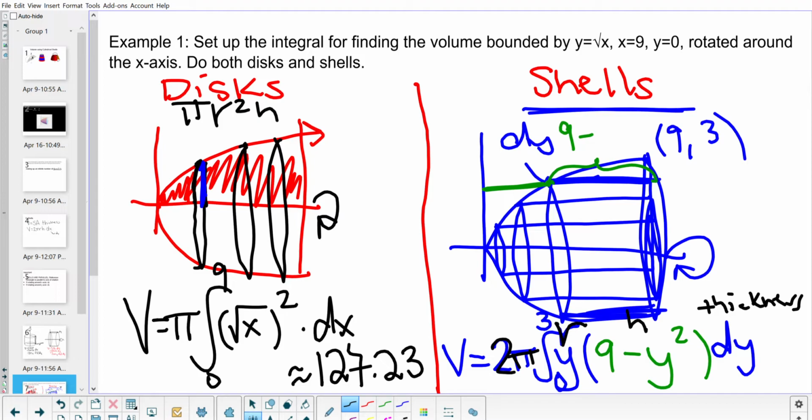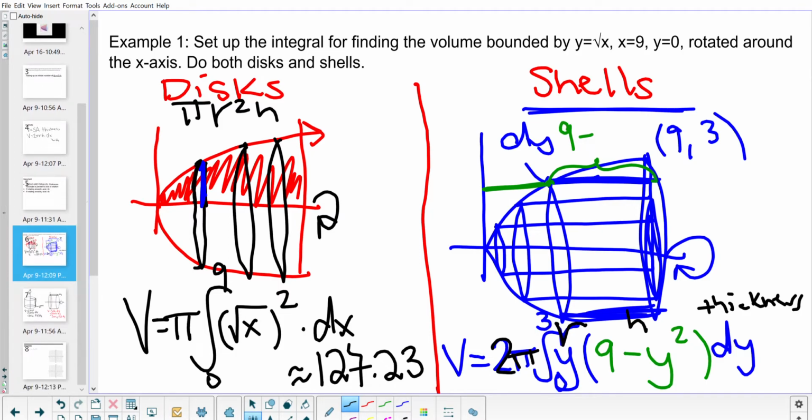When you plug this into your calculator, you should also get 127.23. So pause the video, take a second to do that. Okay, so when you do this in your calculator, that's when you still have to use x's, okay, but the y's are on your paper.